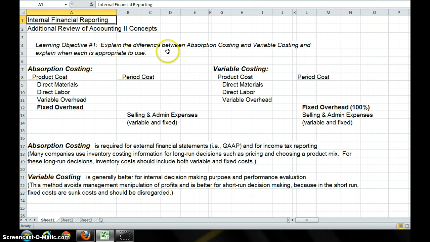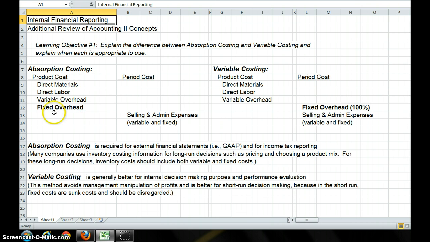Now, the first learning objective is to explain the difference between absorption costing and variable costing. Absorption costing is required under generally accepted accounting principles. It says that inside your product costs, which are finished goods assets on your balance sheet, or cost of goods sold deductions on your income statement, you must have four components. That is, you must have material cost, labor cost, variable overhead, and fixed overhead cost must be inside your products.